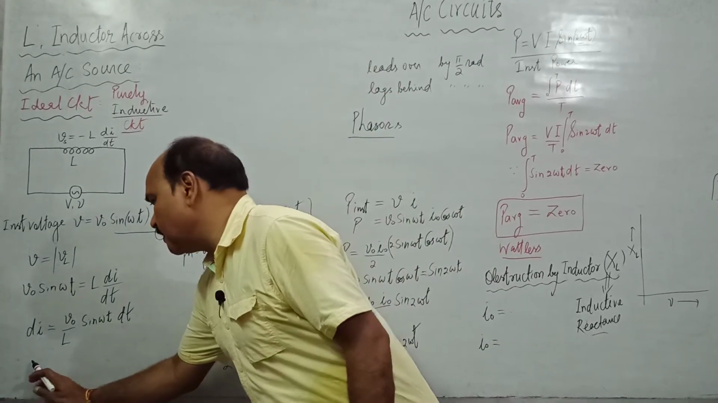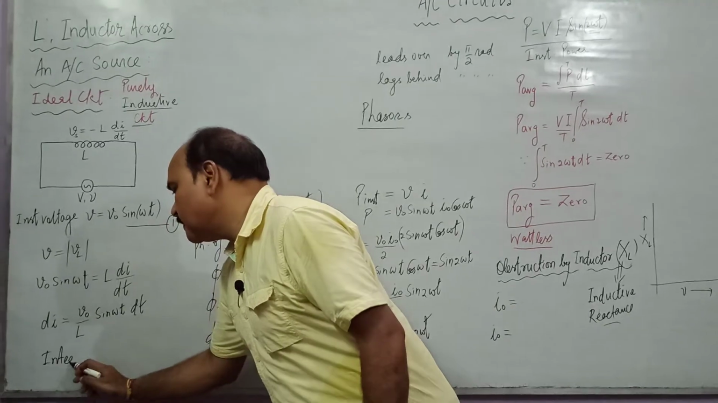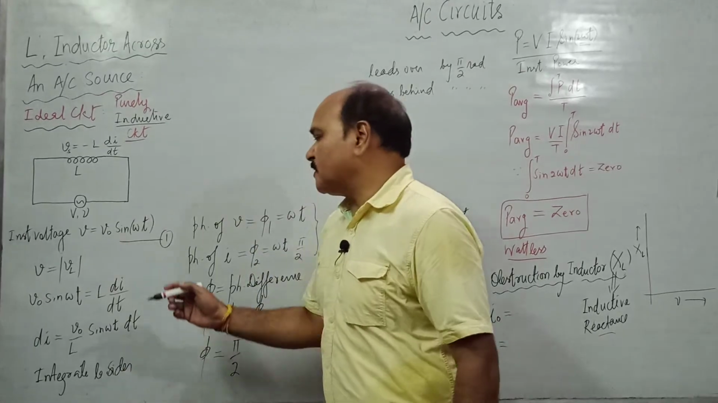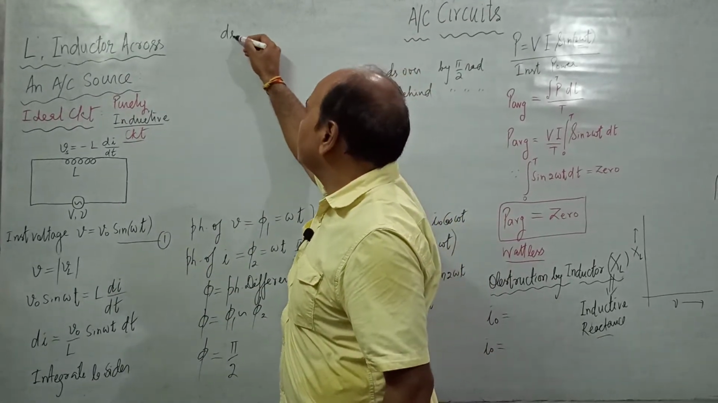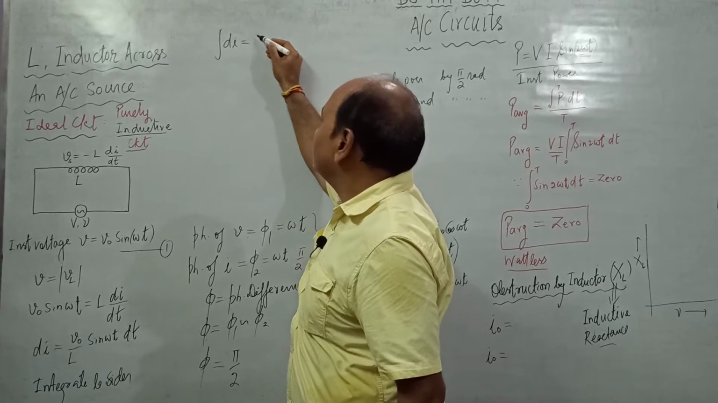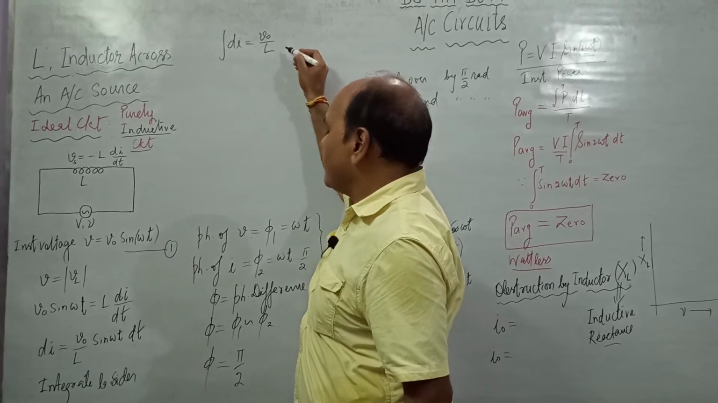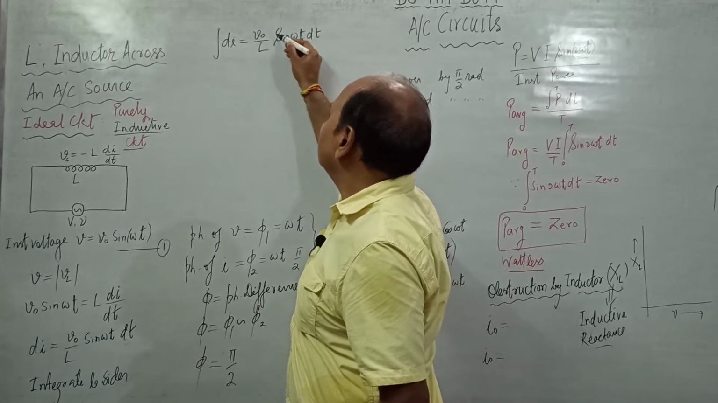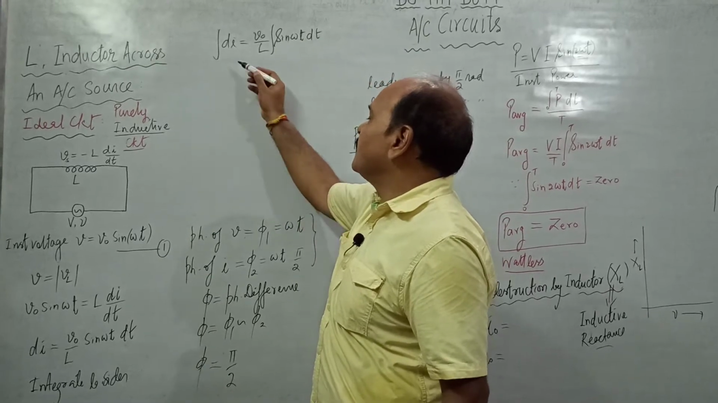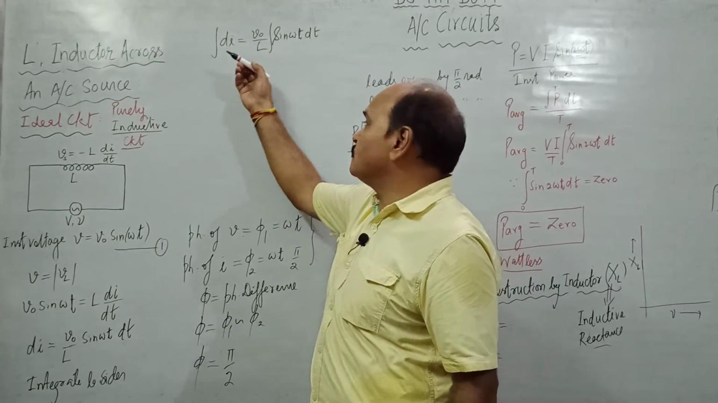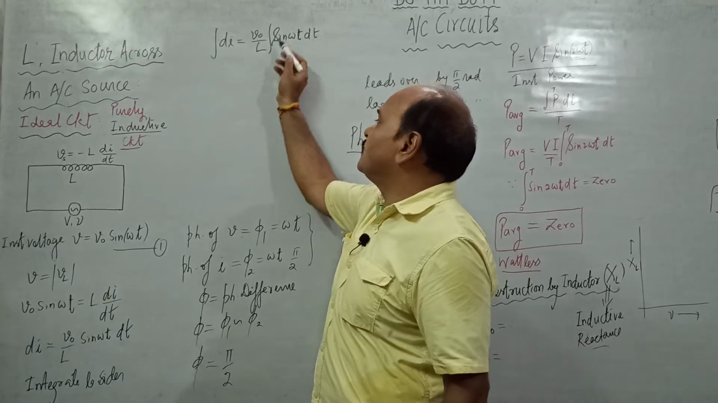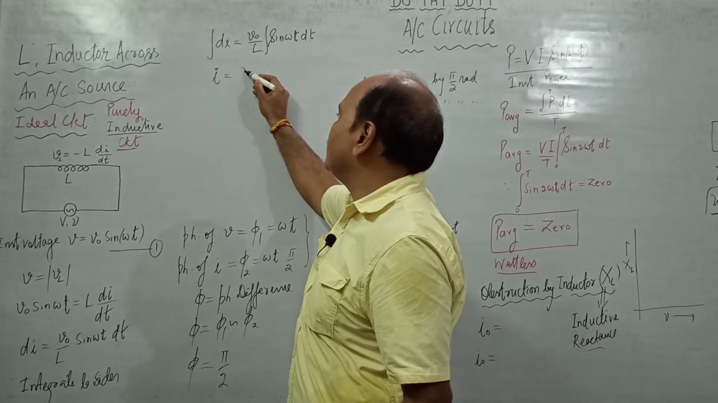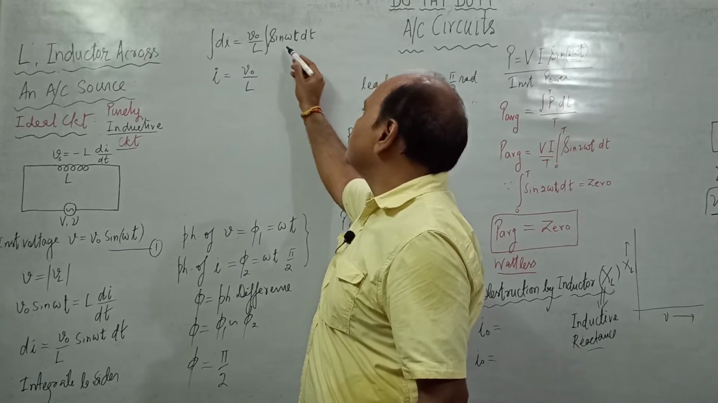Now let us integrate both sides. Once we integrate both sides, what do we get? The integration of di is going to be V naught by L and then the integration of sine of omega t dt. The integration of di is going to be I. The limit is 0 to t here, and the limit is 0 to I. So the integration of the left hand side is going to be I, and on the right hand side it is the integration of sine of omega t dt.